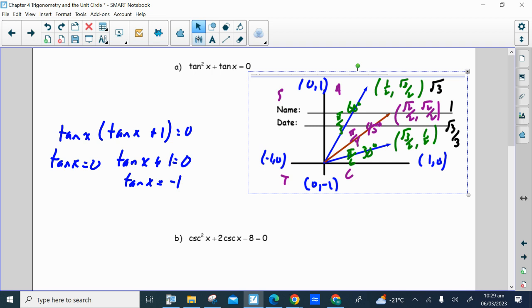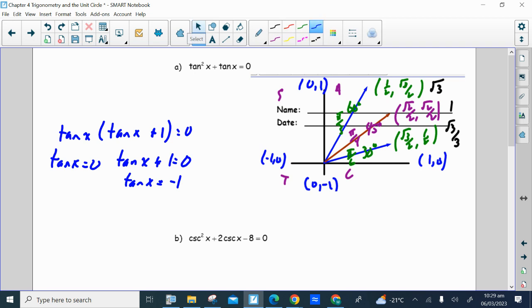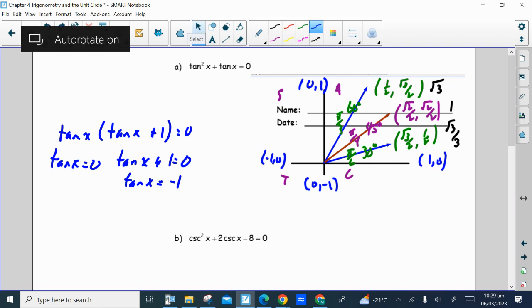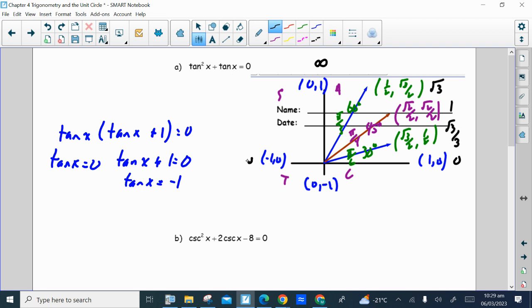The values of the tangent at the stops on the axes. But remember, tangent is sine over cos. And so at 0 or 2 pi, it'll be 0 over 1, which is 0. But up here at pi on 2, it'll be 1 over 0, which is undefined. At pi, again, it's 0 over negative 1, which is 0. And down at 3 pi on 2, you'd be dividing by 0, so it's undefined.